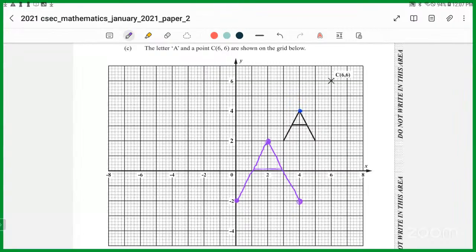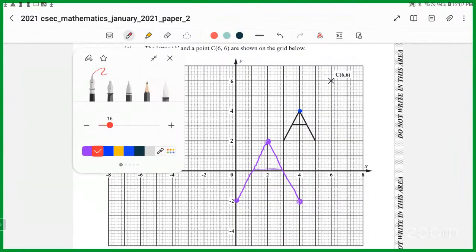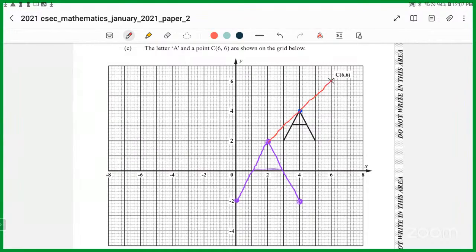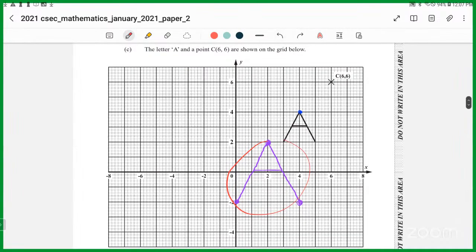Are you good at that? Everything is doubled. So distance from here to here is doubled. Distance from here to here is doubled. Distance from here to this vertex is doubled. To this vertex is doubled. That's the image of the enlargement. I wonder if everybody is okay.